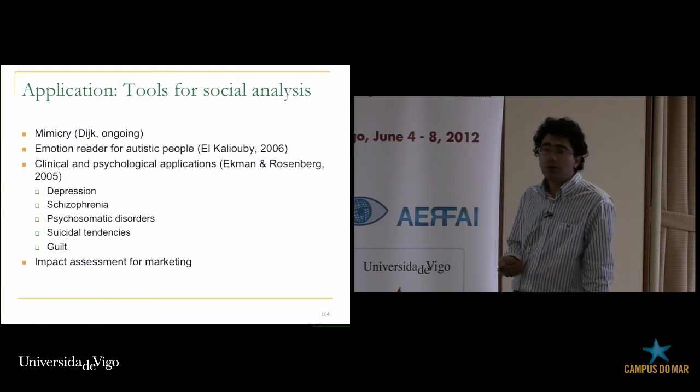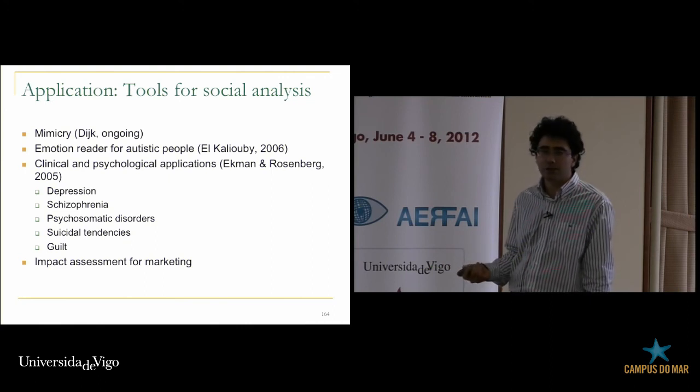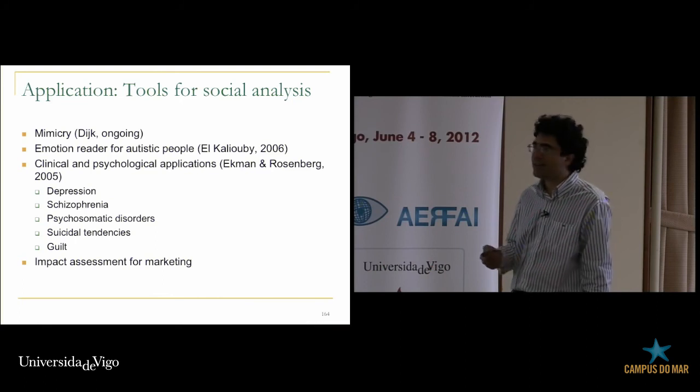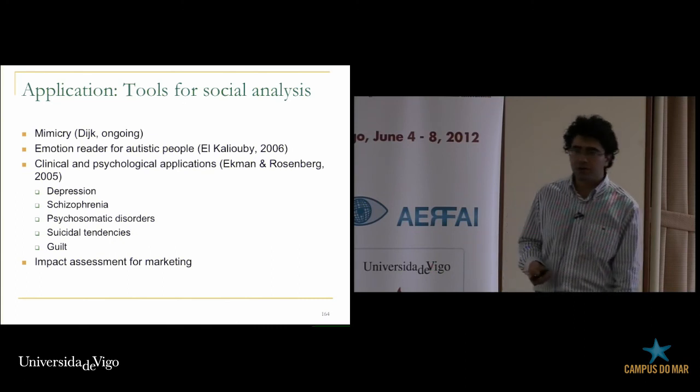One of the most difficult ones to understand is shame, for instance. Can you tell whether somebody is blushing? Very difficult, because gathering data is almost impossible, because blushing cannot be induced. Well, it's an involuntary emotional expression. It would be very difficult to collect data for that. There are also applications for impact assessment for marketing, the type of scenarios that you've been looking at.